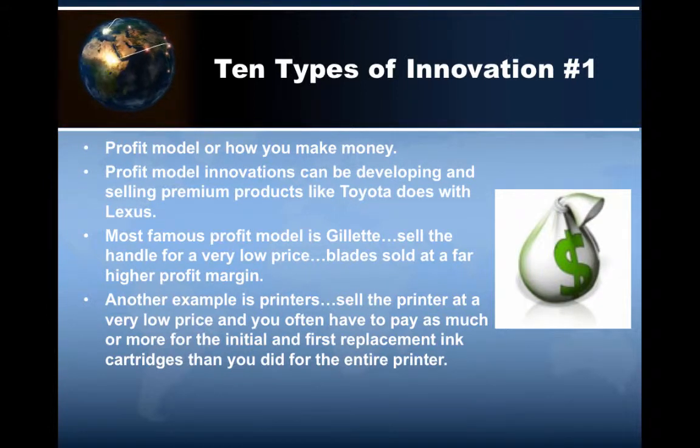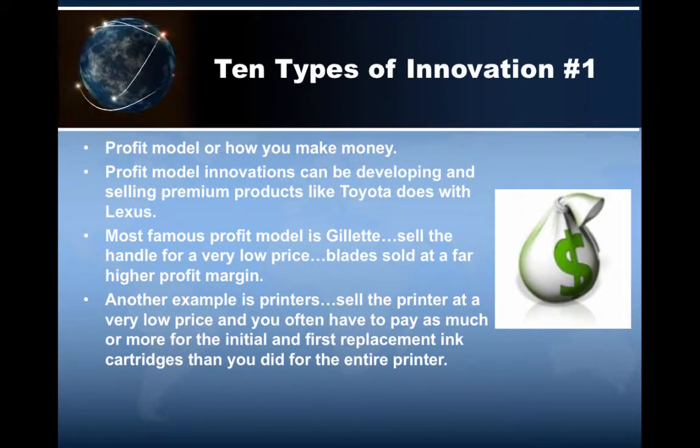Type 1, profit model innovation. We've talked about this a few times. Profit model innovations can be very, very successful. You can decide to sell premium products with a different model, just as Toyota does with Lexus. Probably the most famous profit model from the last several decades is the one Gillette uses for its razor business. They sell the handle to the blades for a very low price, often giving it away, and blades are sold at a far higher profit margin. Not much you can do with a handle without blades, so you need to go buy them, and buy them on a fairly regular basis.